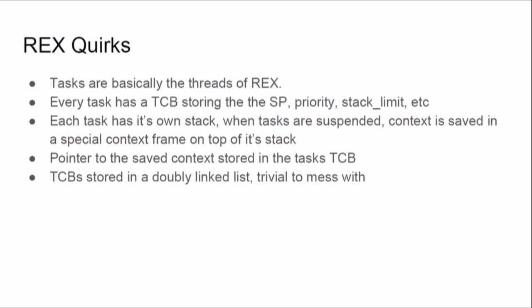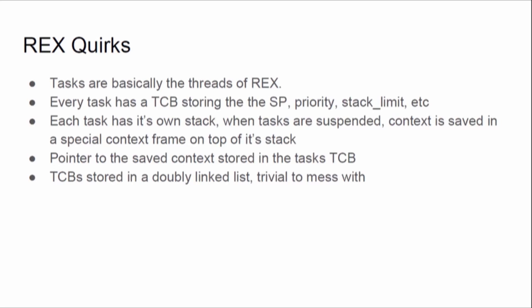Every task has a task control block, which stores the information about it: where your stack pointer currently is, what's the priority of the task, because this is an RTOS. So if your task has a really high priority, it's not going to be interrupted. The size of your stack. Every task has its own stack. And when they are suspended to make room for something else to happen, this is all just saved.